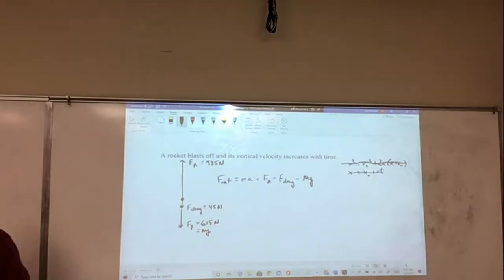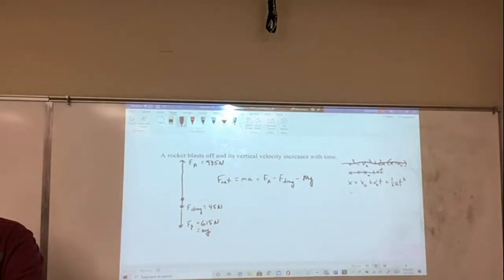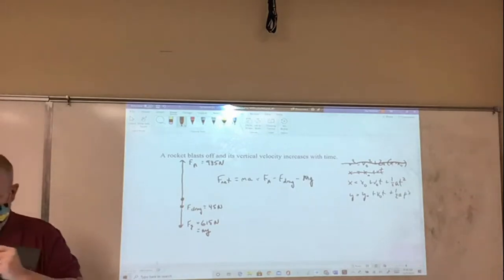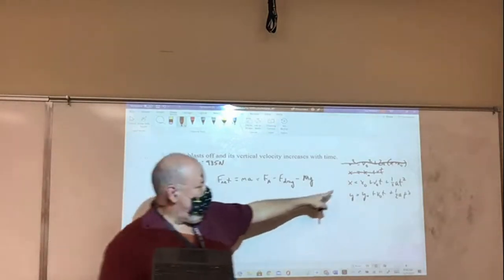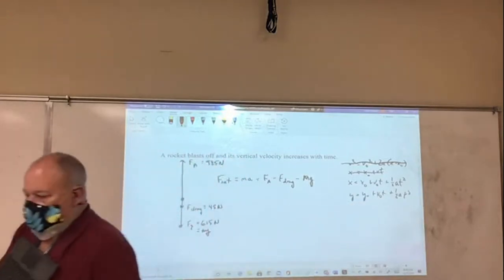Okay? Do I have a final velocity? No. So I have to use x equals x0 plus v0 times time plus 1/2 at squared to solve this. And you can leave it as x if you want, or if you recognize that this is in the y direction, y equals y0 plus v0 times time plus 1/2 at squared. You can write that out like that as well. But this is the equation that I'm going to need to use to find how high it goes, right?